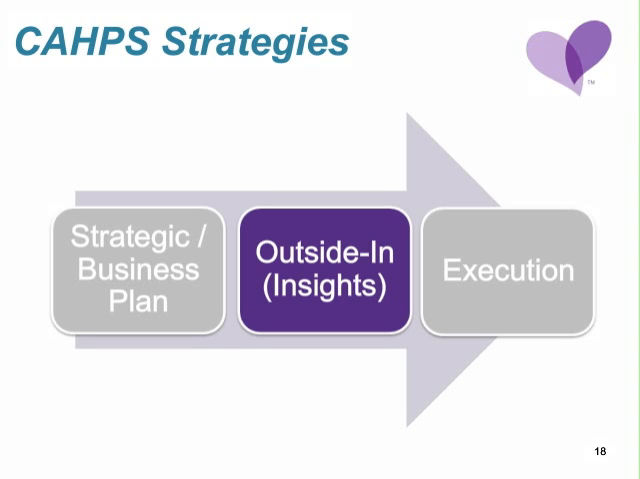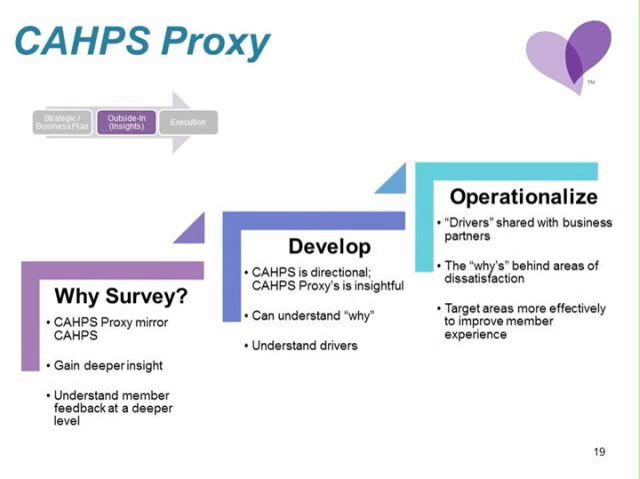So when we think about the whole outside-in thinking and the insights, the first piece is really what we call the CAHPS proxy. And that's our opportunity. As I mentioned, CAHPS is directional. We don't know who the consumer is. And so with the CAHPS proxy, it really gives us the opportunity to understand who the consumer is and be able to do a level of analytics. The other big piece to this is we get to take some of the CAHPS questions and we get to ask why. So I'll give you a great example.